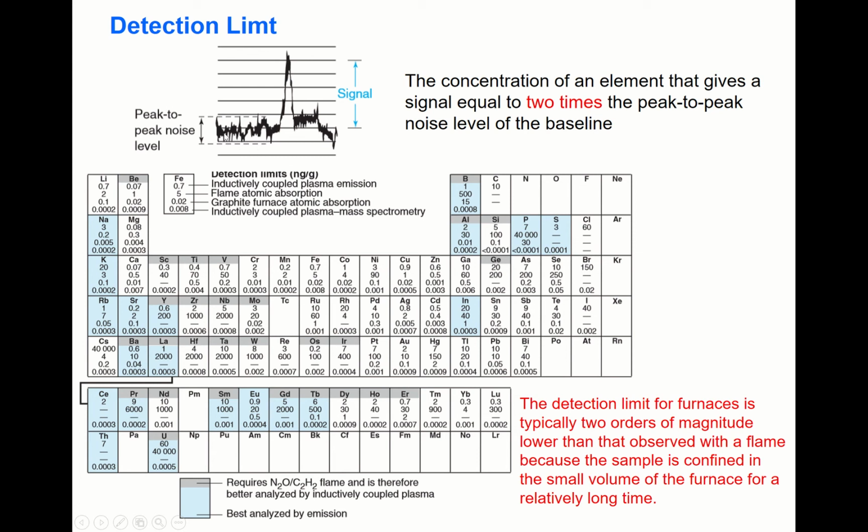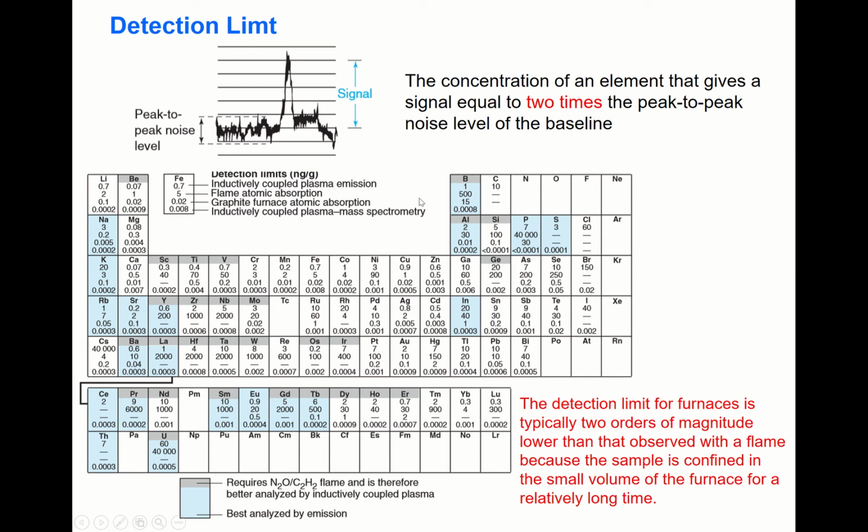Here, look at that. This is noise. This is a peak-to-peak noise level. The signal must be at least two times the peak-to-peak noise level. So this signal here is more than two times the peak-to-peak noise level. But if the signal is smaller than two times the peak noise, then we ignore it, because the peak may not be a real signal.